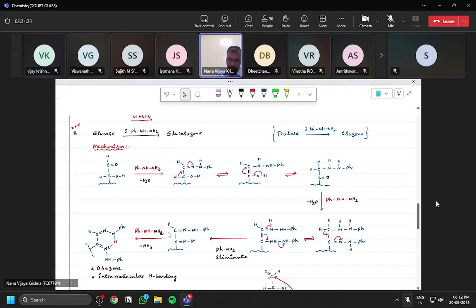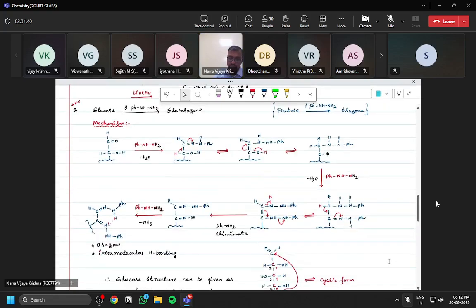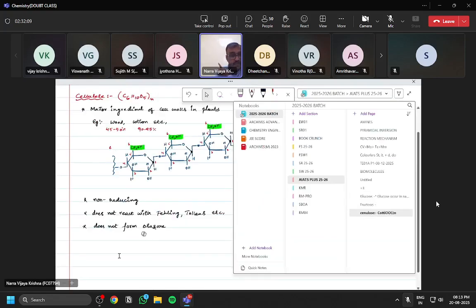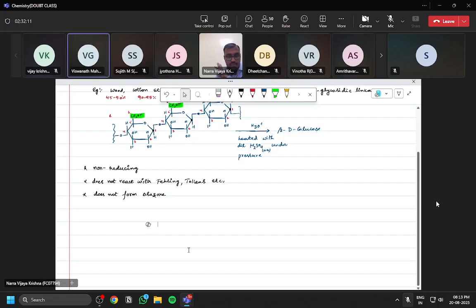See this? Because of this group only, phenylhydrazine will react and osazone will be formed. If that hemiacetal group is not there, they cannot form osazone. So all reducing sugars which have that C1 carbon's OH group free will show a positive test for osazone. Any questions in it?